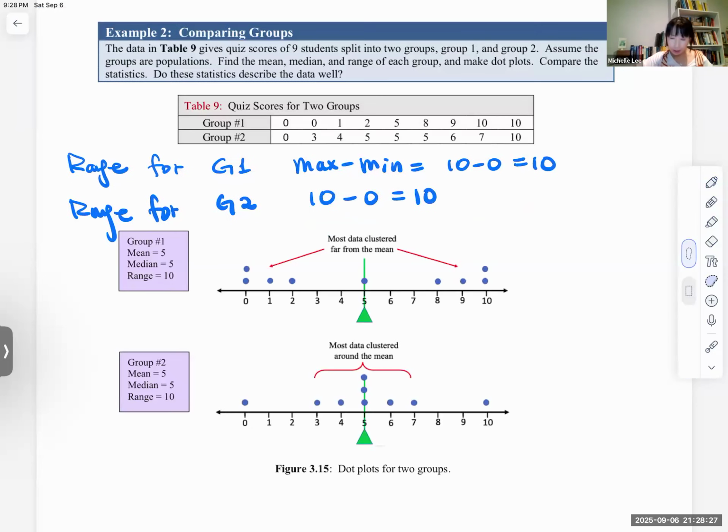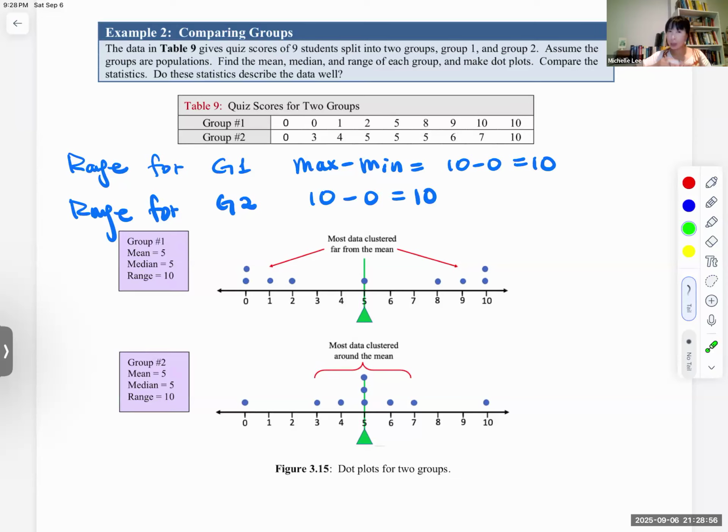Okay, so group number 1 has a mean equal to 5, median is 5, range equal to 10. We got the range earlier, right? Group number 2 has a mean of 5, median is 5, also range is 10, right? They are identically the same in everything, right? But then let's take a look at this dot plot.